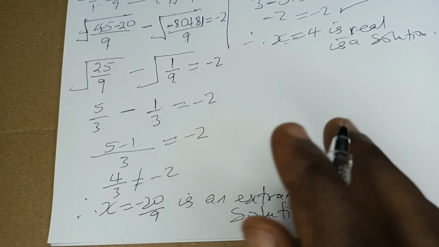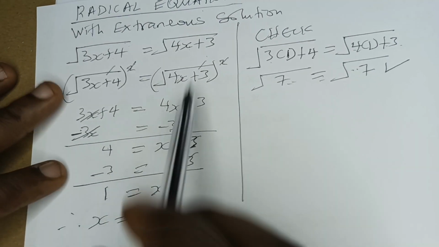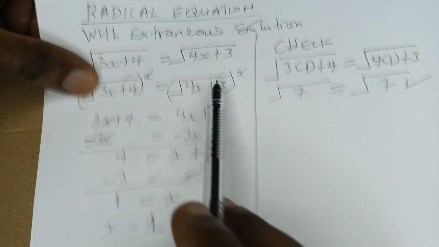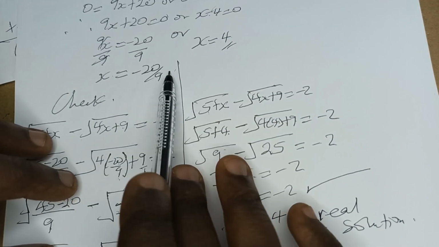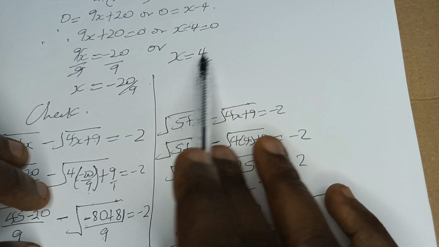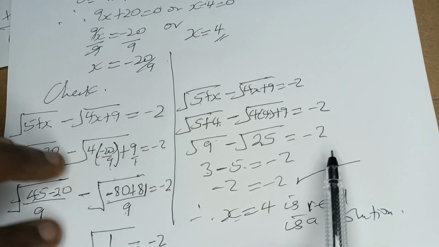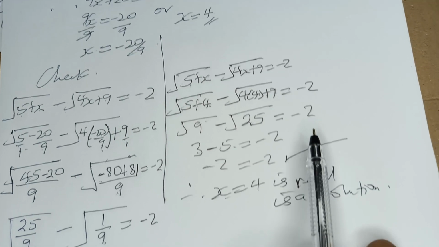Right from the beginning, we can see that what we have here is a radical equation with extraneous solution, and that has been confirmed now, because what we got as our x is equal to minus 20 over 9, and x is equal to 4. This is the real solution. This is extraneous, and that's why we have solved that, and I believe you understood it perfectly.